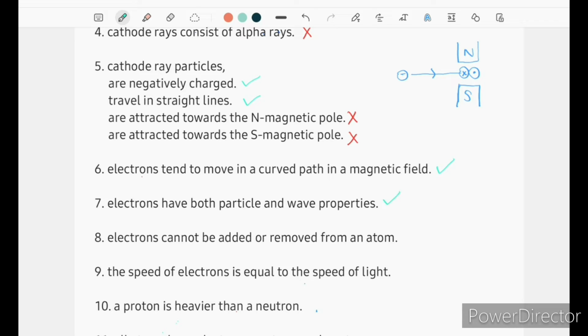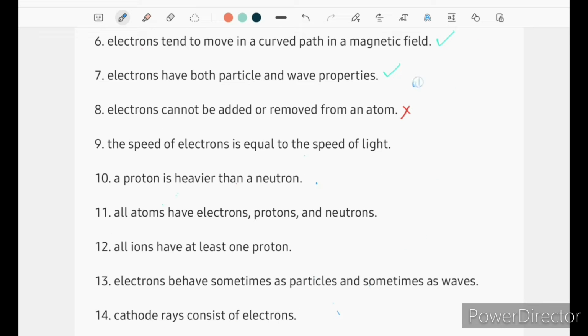Seventh one, electrons have both particle and wave property. This statement is correct. Eighth one, electrons cannot be added or removed from an atom. This statement is false. When an electron is added to an atom, an anion is formed, and when an electron is removed from an atom, a cation is formed. Ninth one, the speed of an electron is equal to the speed of light. It is incorrect. The 10th one, a proton is heavier than a neutron.